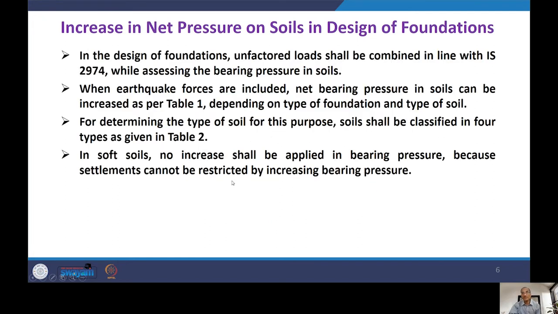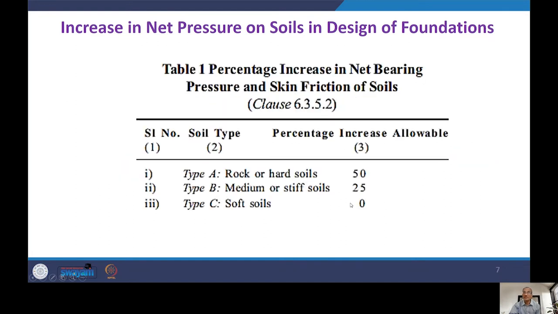So this depends on the type of soil, which is classified in four types as given in Table 2, which we are going to discuss. In soft soil, no increase shall be applied in bearing pressure because settlements cannot be restricted by increasing bearing pressure. As we have seen, the percentage increase in case of soft soil is 0. Now, below this table in the code there are notes, which we will go through very quickly.